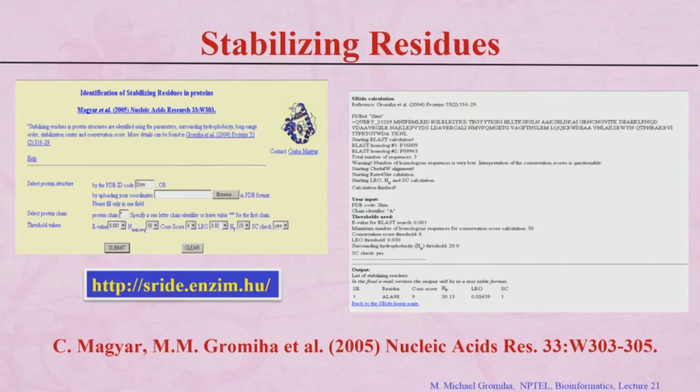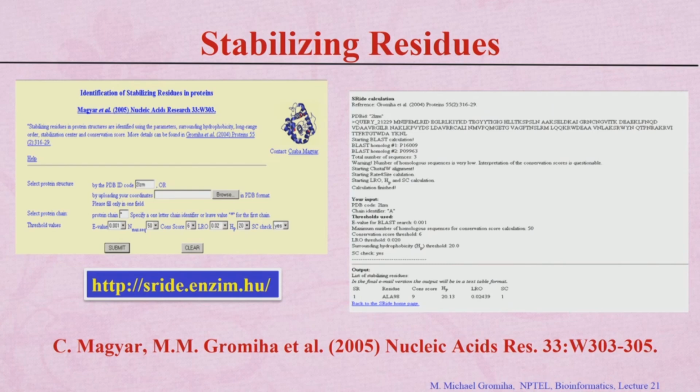So, how to get this information? In this case we developed a server called SRIDE, that is, stabilizing residues in protein structures. It takes a PDB code, or you can upload your structures if you obtain the data from MD simulations. Then we can specify the chain. If you want to get the stabilizing residues from a particular chain, you can specify the chain, or you put a star and it takes the first chain or all the chains.